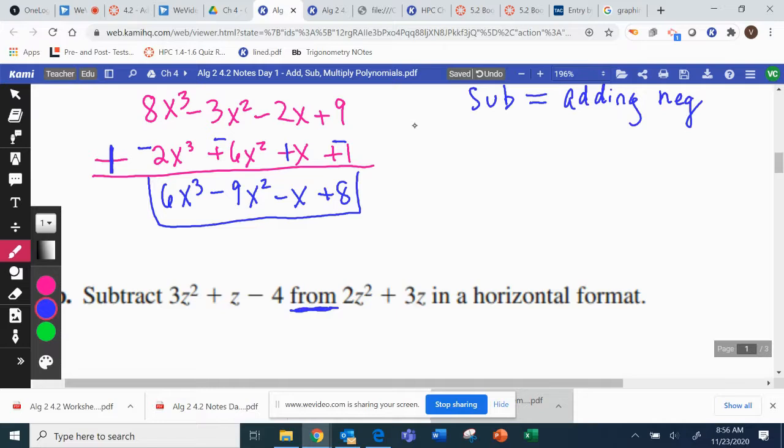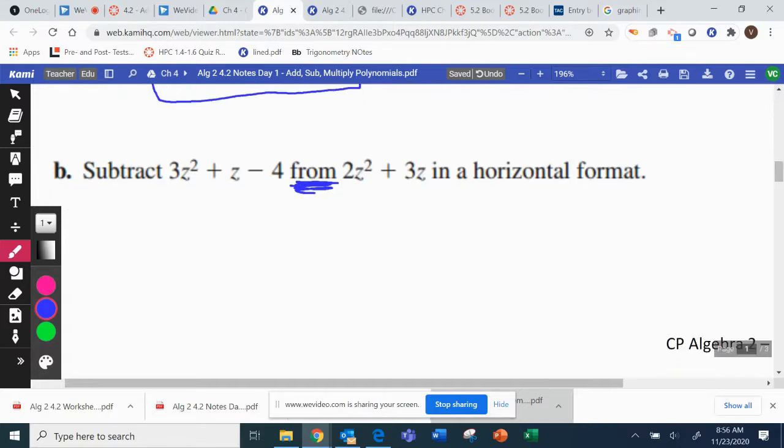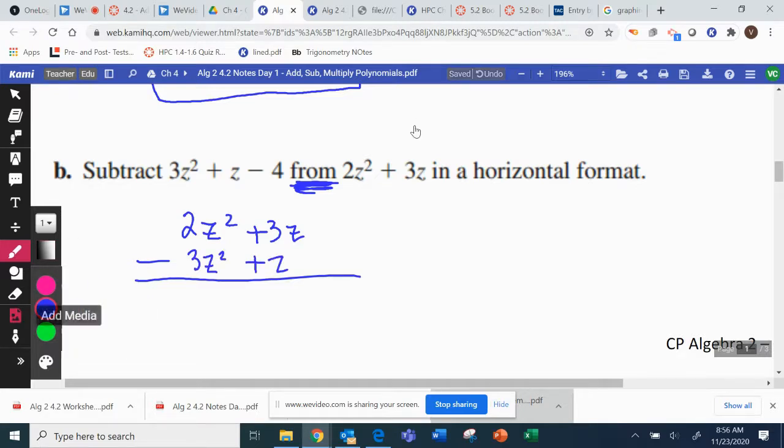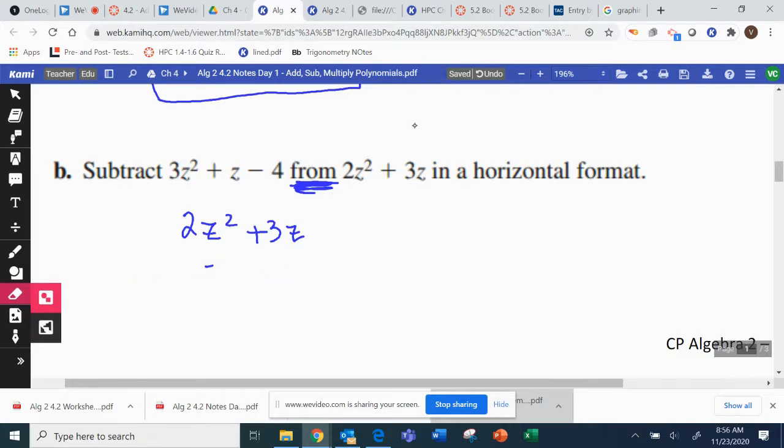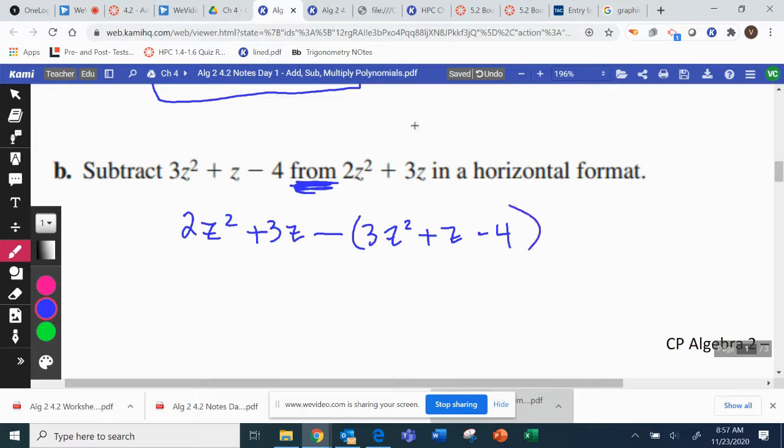Before we start the next expression, we see the word "from." So subtract from. I'm going to take 2z squared plus 3z, and I'm going to subtract 3z squared plus z. Oh, why am I doing this vertically? Sorry. Other way. I'm going to subtract 3z squared plus z minus 4.